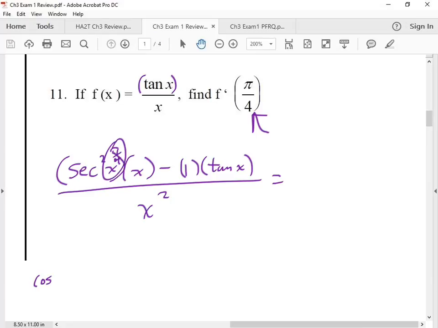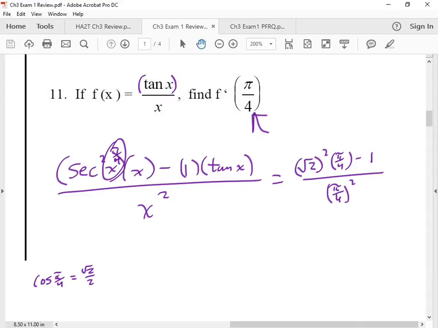What is cosine of pi over 4? Rad 2 over 2. That's right, we did this. And then if I flip this to make it my secant, it's going to be just a rad 2. So we get rad 2, and we square it. And we're multiplying that times pi over 4 minus. And then what was tangent of pi over 4? 1. Just 1. And then on the bottom we have pi over 4 squared. So I just plugged in the pi over 4 to all of them.